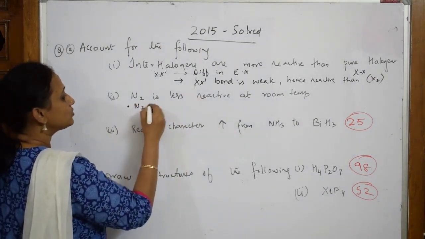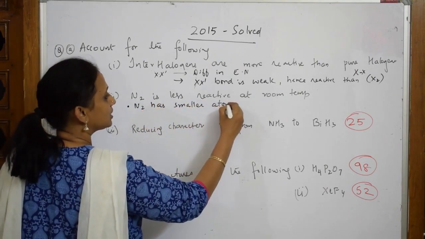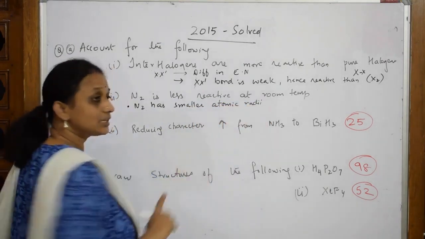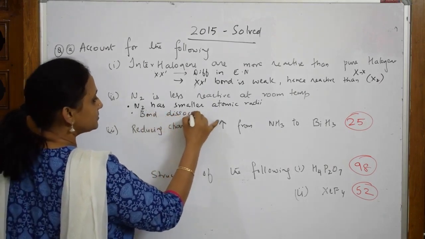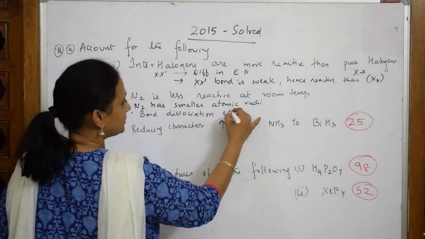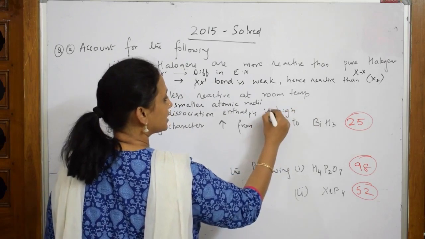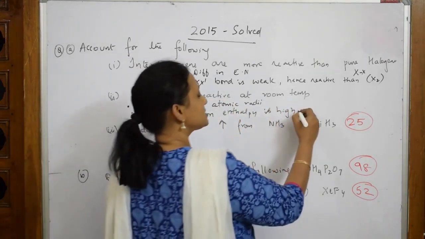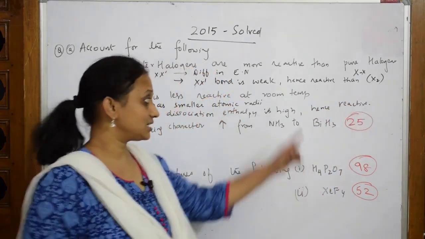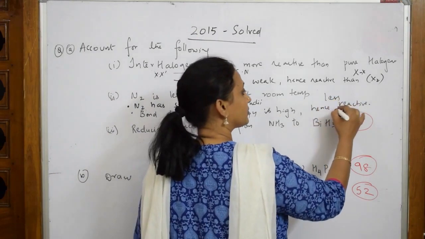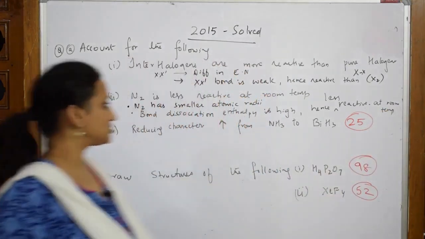First, write down, nitrogen has smaller atomic radii. If smaller atomic radii, what is more? Bond dissociation enthalpy is high. If bond dissociation enthalpy is high, what will happen to its reactivity? Hence, less reactive, because every time I can't apply so much energy, hence less reactive at room temperature. So every time I can't apply so much energy to break the bond. So that's why they are that.